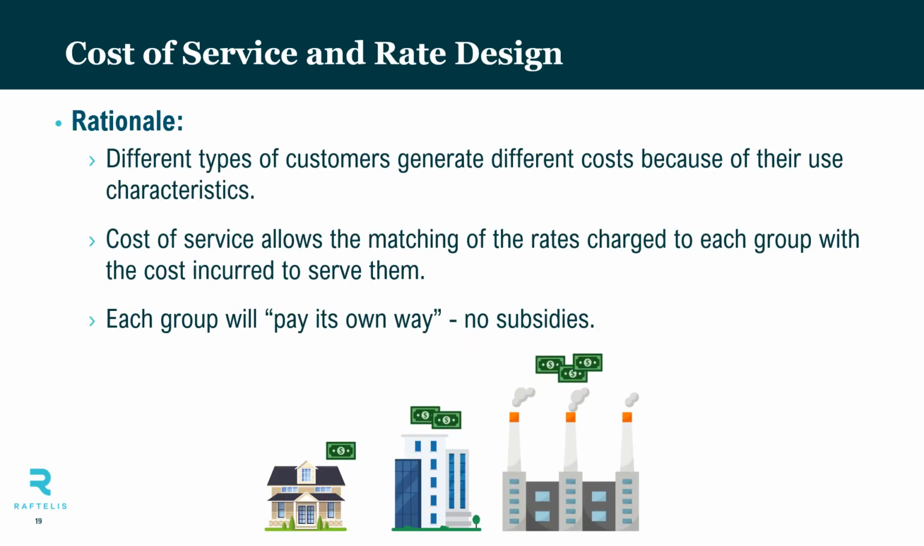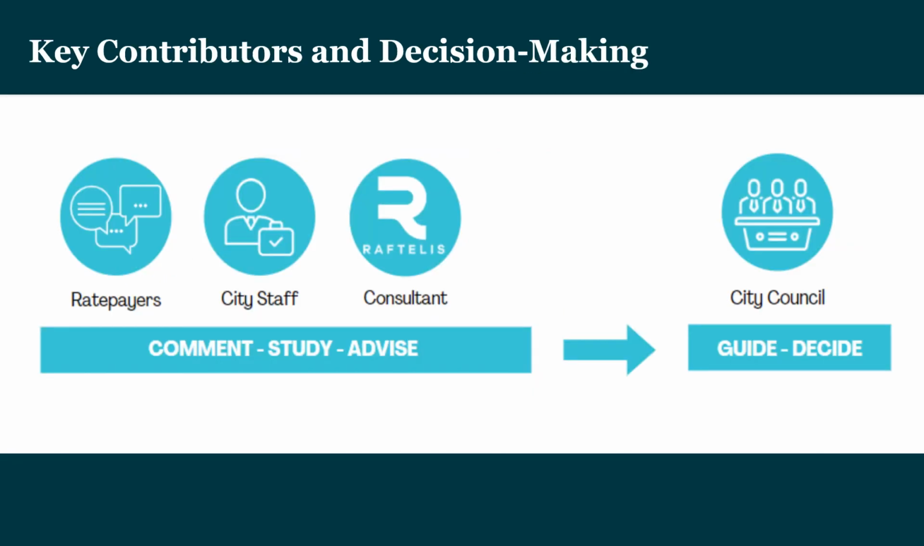Different types of customers generate different costs because of their use characteristics. Each customer group must pay their fair share and can't be required to pay the costs incurred by another group. For example, residential customers can't be required to pay more so commercial customers can pay less, or vice versa.